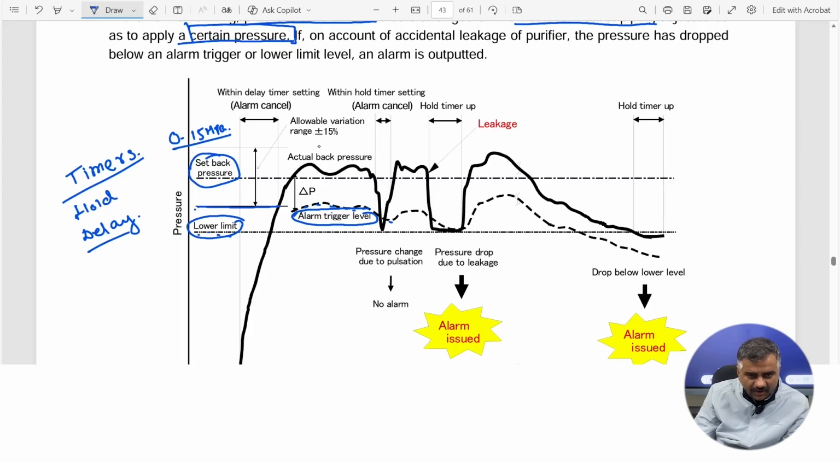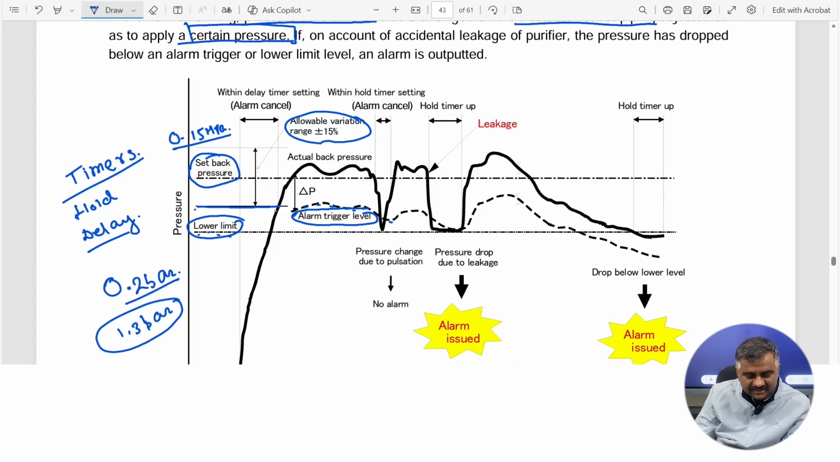Allowable variation in this is around 15% of the value, which comes to be around 0.2 bar. So at 1.3 bar you are going to get a leak alarm. So factory reset is this much.